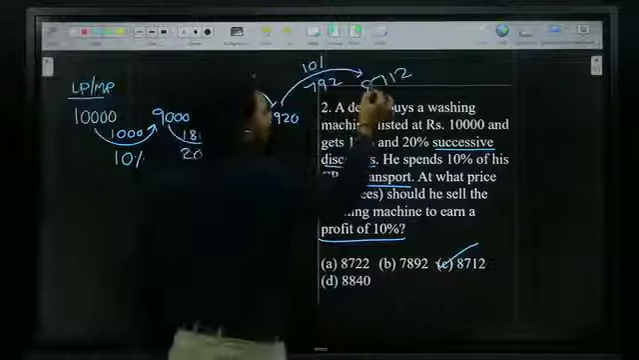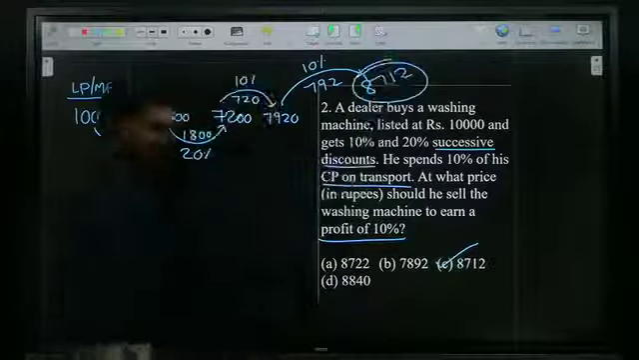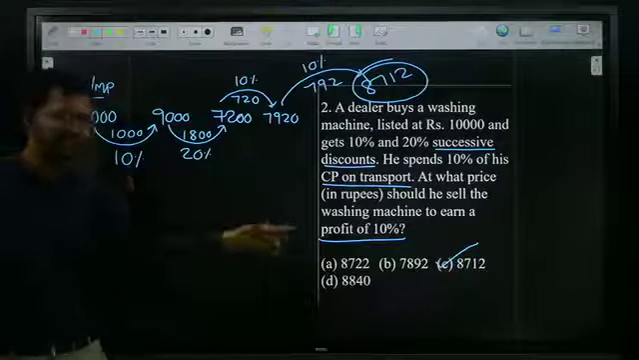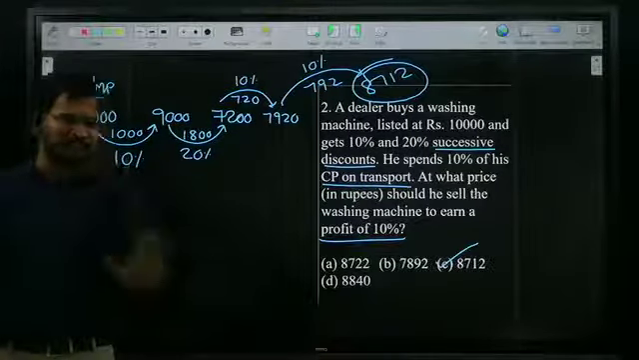This is 8,000. Therefore, your answer is 8,712. Your option is option number C, which is the right answer. All of you clear? Just make a note of it, all of you.